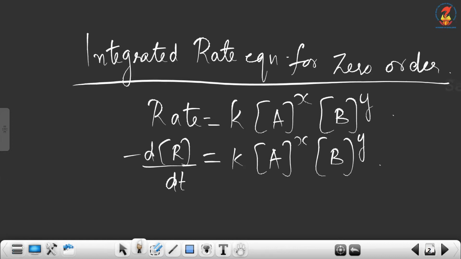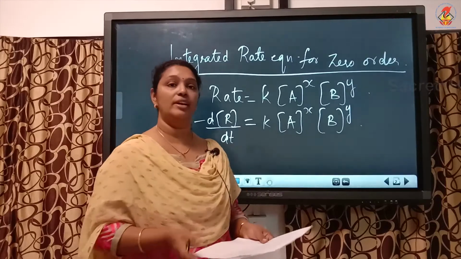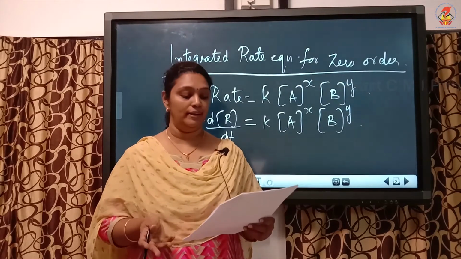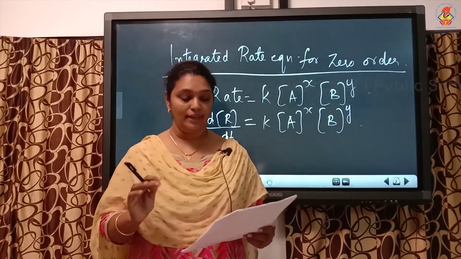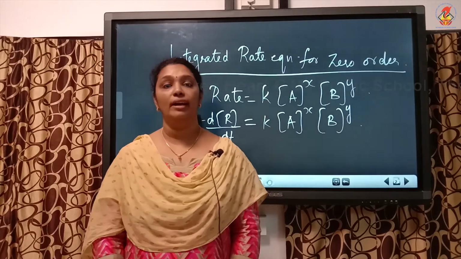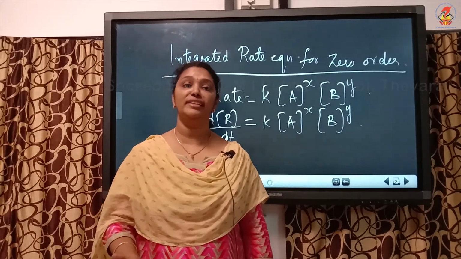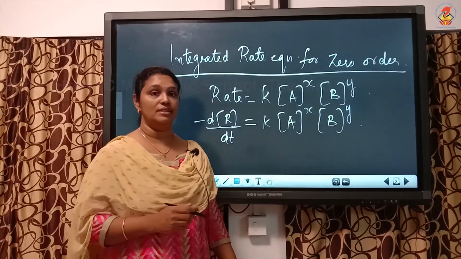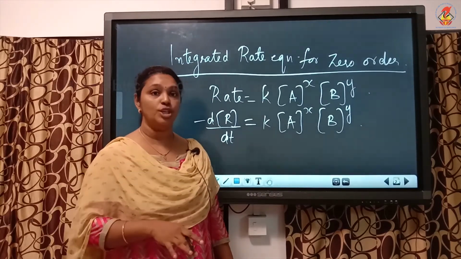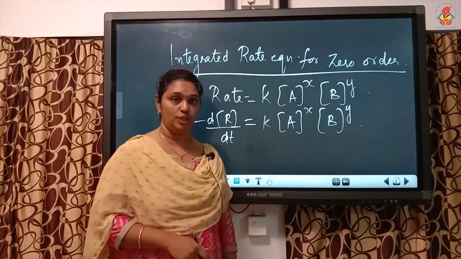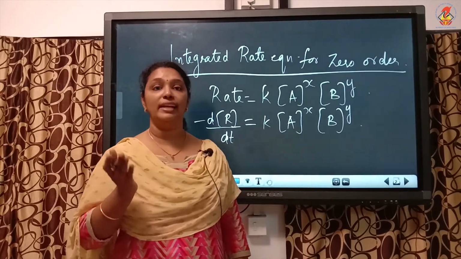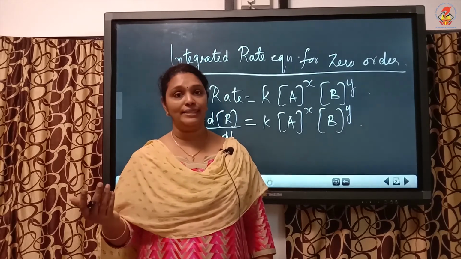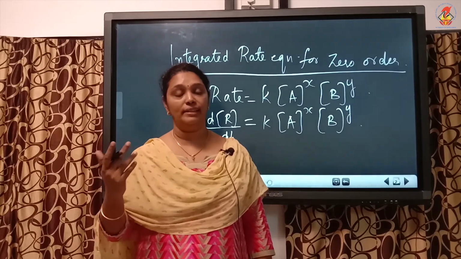Now, we can integrate this differential rate equation, which gives us a relationship between the rate constant k and concentration of the reactant at different time. So, this integrated rate equation means it is the integration of the differential rate equation, and finally we get an expression between rate constant and concentration of reactant at different time or at time t.